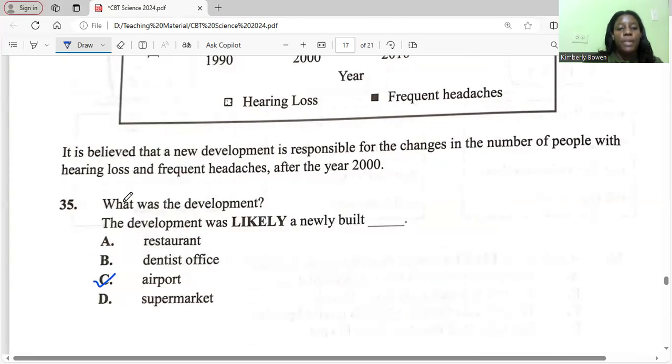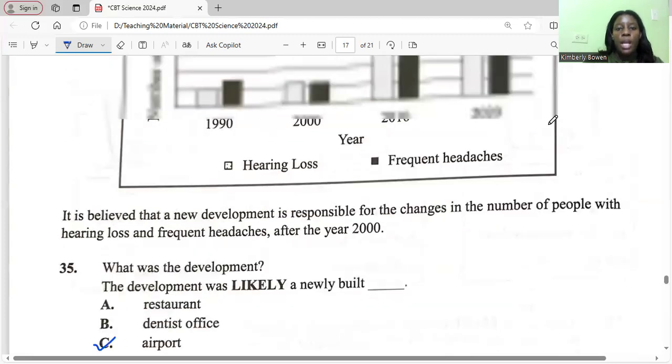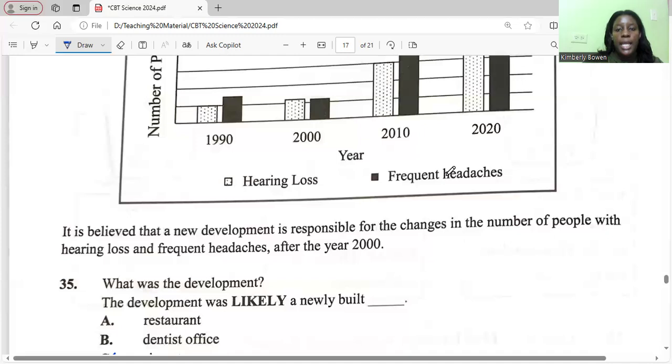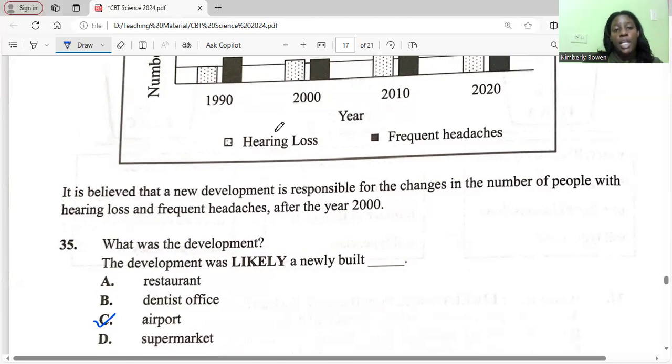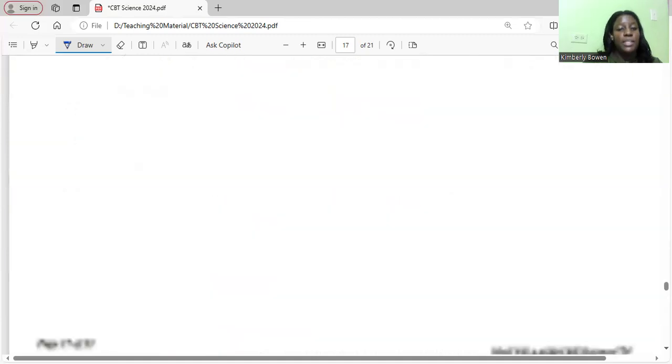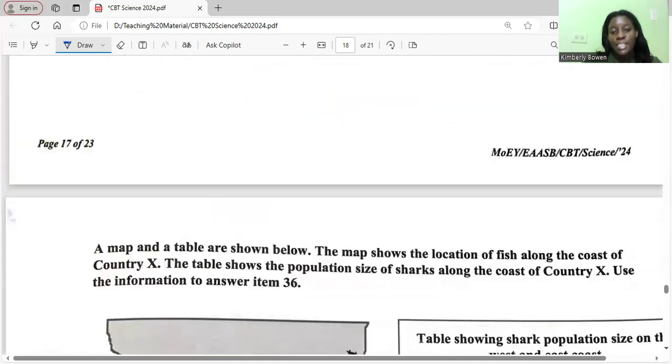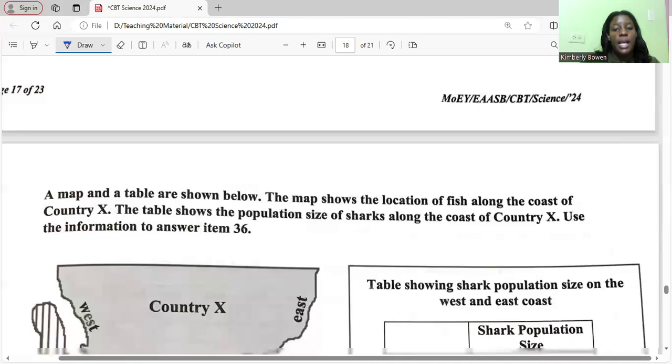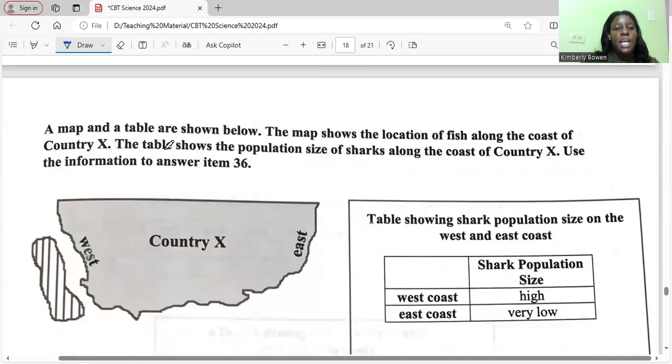It's the airport. All right, what is really happening here? There is a frequent number of hearing loss and headaches over the past 30 years, right? So the new development of the airport is causing the increasing hearing loss and the increase in headache. I'm not really going any further. I said it's a repeater. We just know the answer for repeaters because we've clearly seen them already. We've seen something similar to this, but it's not the same thing.